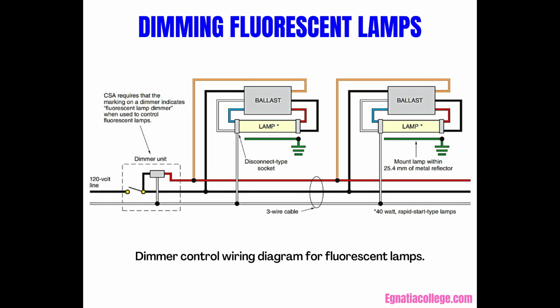The dimmer control allows the dimming ballast to maintain a voltage to the cathodes that will maintain the cathode's proper operating temperature and allow the dimming ballast to vary the current flowing in the arc. This varies the intensity of light coming from the fluorescent lamp.